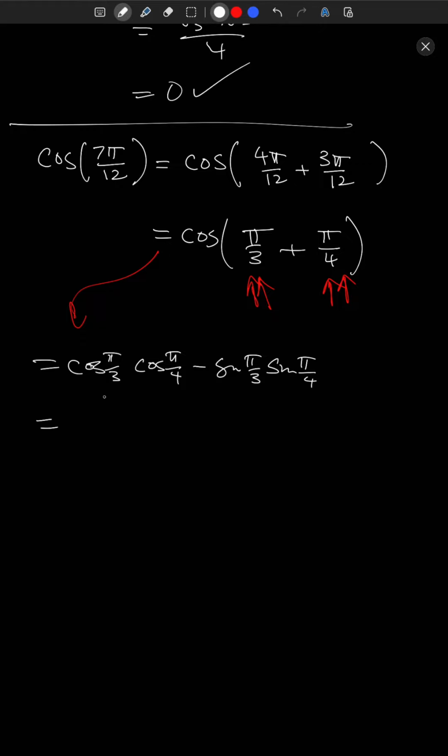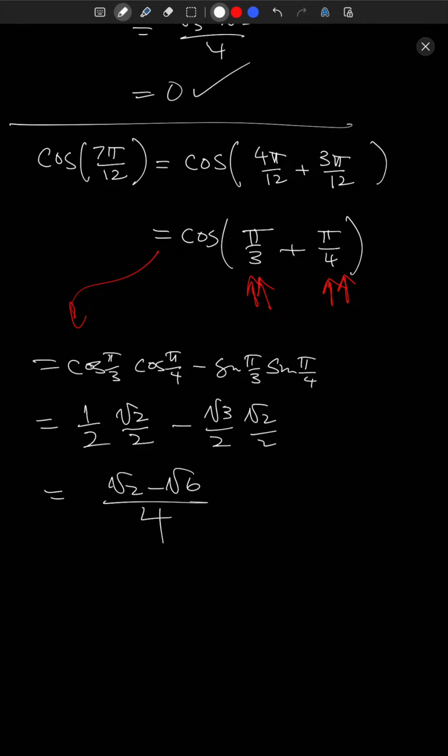And so this is going to be, well, cosine pi over 3, again, is 1/2. Pi over 4 is root 2 over 2. Sine pi over 3 is root 3 over 2. Sine of pi over 4 is root 2 over 2. So again, we get root 2 minus root 6 over 4.